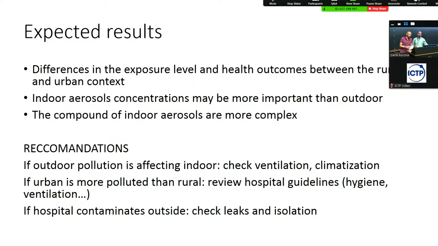Recommendations? If the results were positive, the recommendations we thought of were: if outdoor pollution is affecting indoor, check ventilation and climatization. I mean, ventilation and climatization should provide clean air to the hospital. If this is not the case, please check it. If the urban hospital is more polluted than the rural, review the hospital guidelines. Maybe hygiene and ventilation are different.